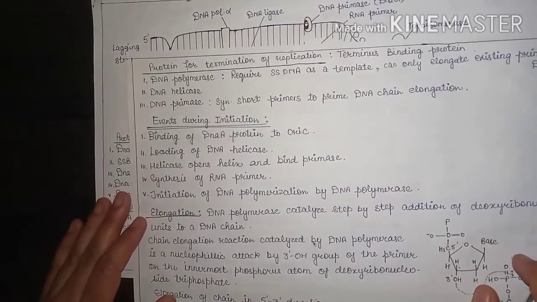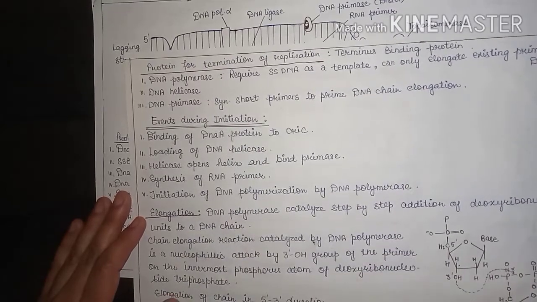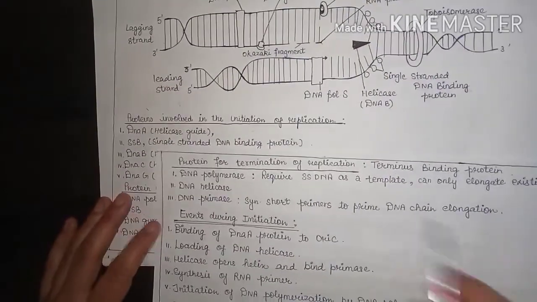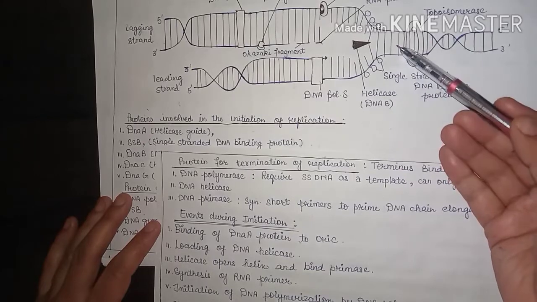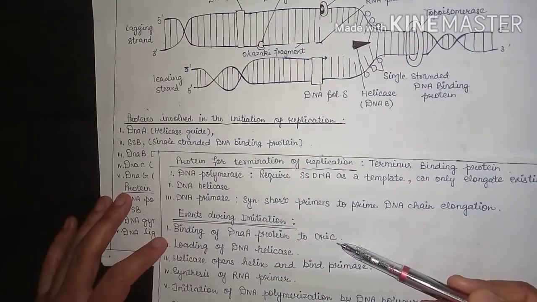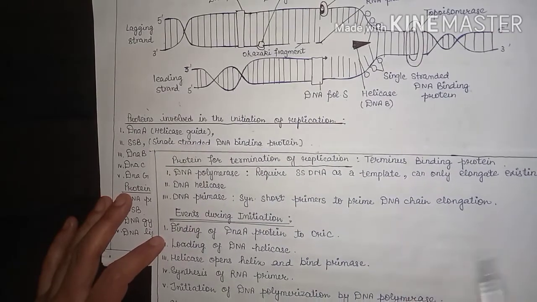There are various events that occur during the initiation process of DNA replication. First of all, binding of the DnaA protein to ORC. This DnaA protein guides the helicase protein to attach to the specific location. It guides the DnaA protein to bind to ORC, that is, the origin recognition complex.